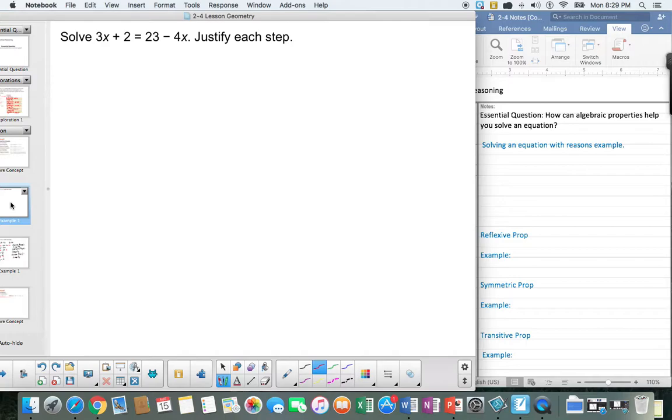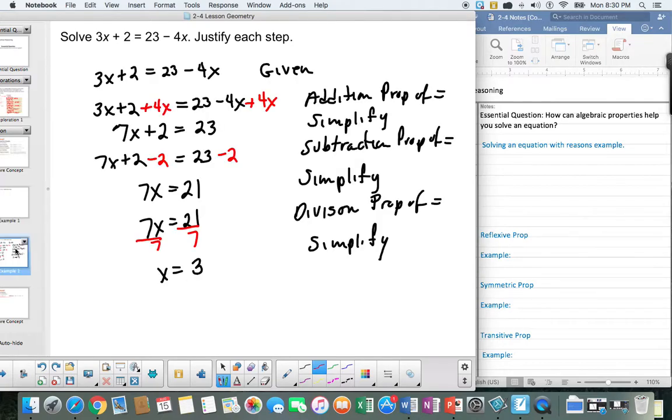Okay, let's take a look at this problem, and we're going to do something similar to what I just did. You're going to solve for x, and you're going to tell me what each step is. So stop the screencast, try it on your own, and then look at the way I did it. Okay, here's how I did it. I wrote the first line, which is given, and then my first step was to add 4x to both sides, which is addition property of equality.